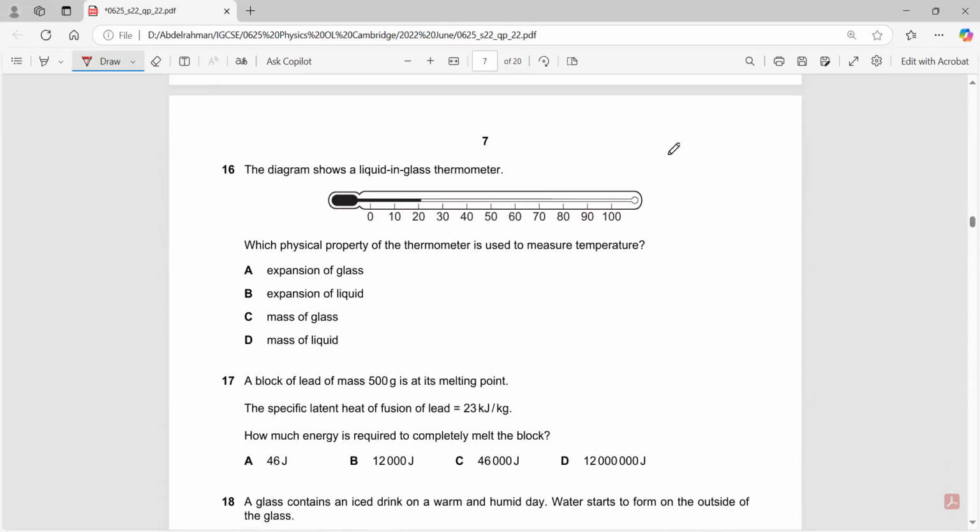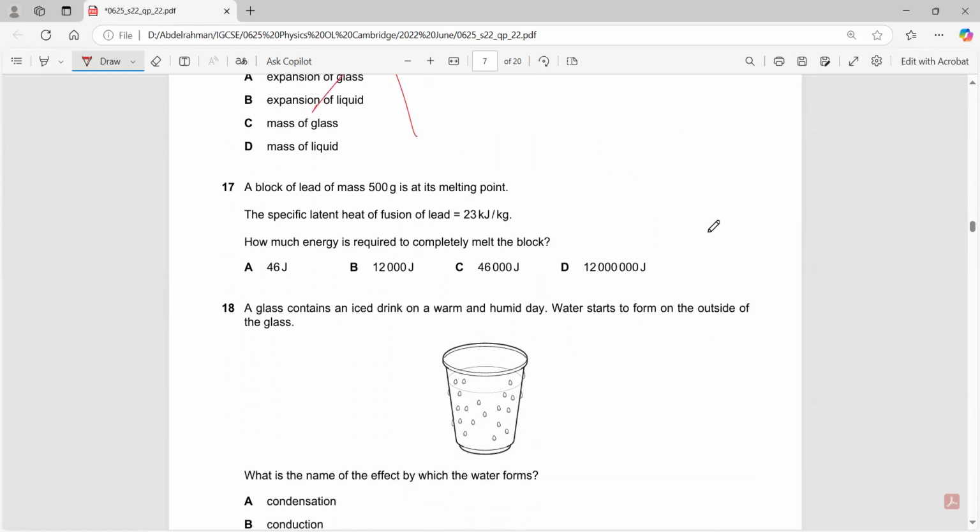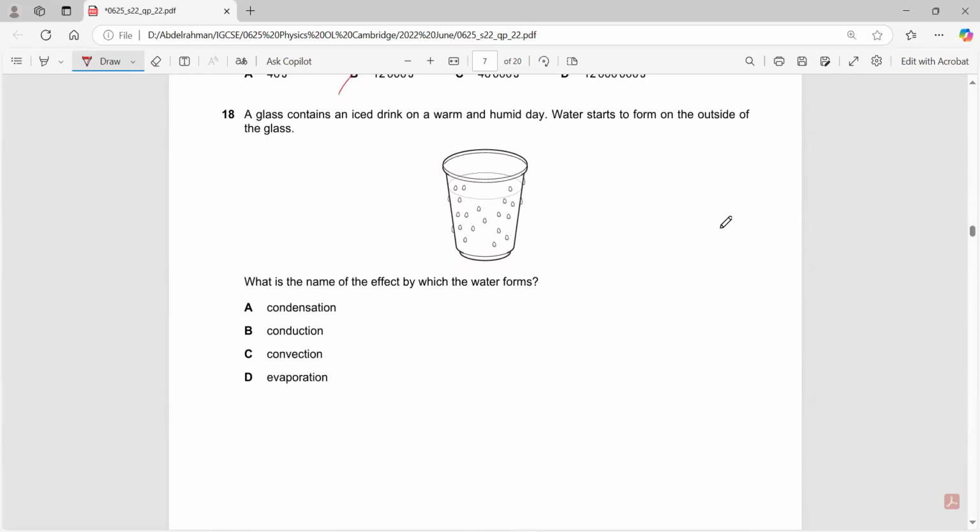Question 16 has been cancelled, it has been removed. A block of lead of mass 500 grams, latent heat of fusion. This has been removed as well. Latent heat has been removed from the syllabus.